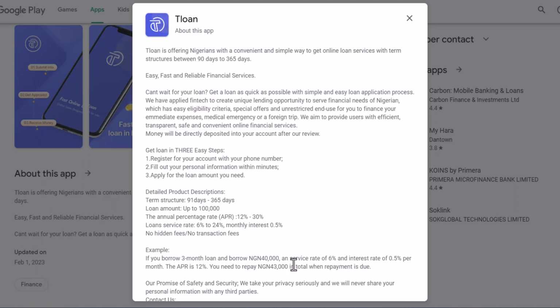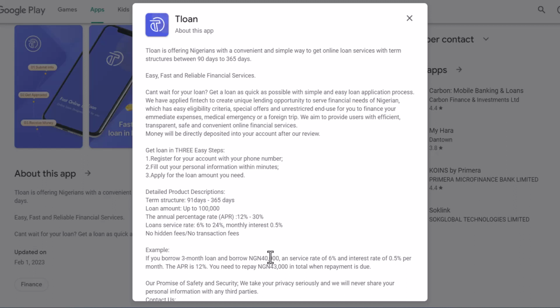You'll be paying 43,000 naira in total when the repayment is due. Let me just explain this. If you borrow a loan of 40,000 naira, and it's just for 3 months, which is likely to be 91 days, you are going to pay back only 3,000 naira extra, which means you are paying 1,000 naira per month on the 40,000 naira that you borrowed.